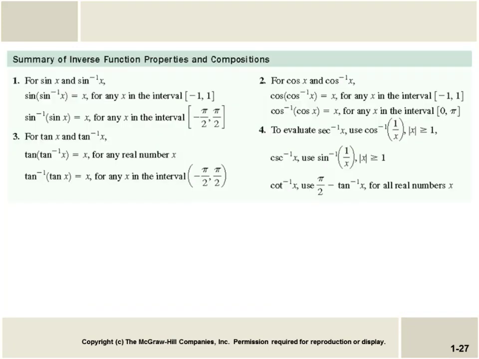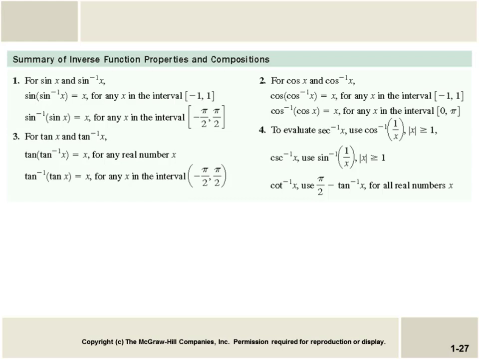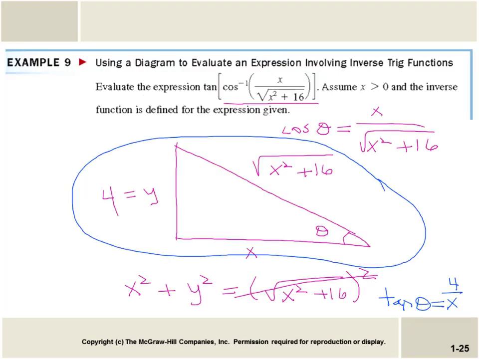All right. We did this one. Summary of inverse function properties. We pretty much did all this. Yeah, Griffin. Since that was tangent, it could be like negative pi over 2 to pi over 2. So could that have been a negative 4? Because that would equal 16 too. Why did you determine that that was a positive 4?